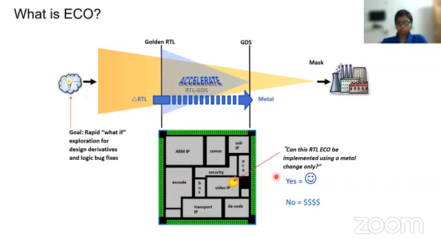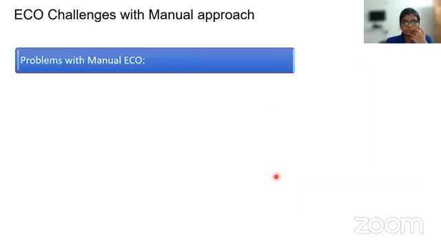Now, since we are talking about only a small delta change, it would seem like we can do it manually. But the manual implementation of ECO will have a series of problems as well. So let's look at the problems that we might face with a manual ECO approach.